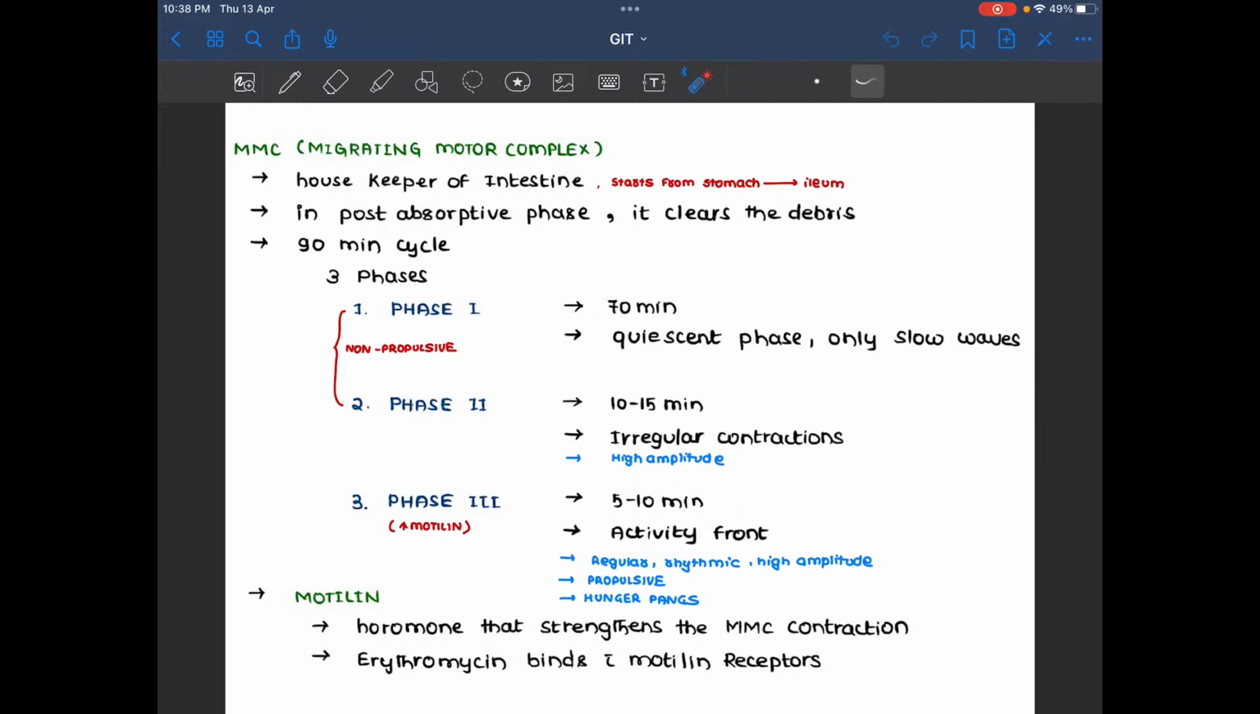तो क्या हो रहा है? They start from the stomach till at the ileum. Okay? And when do they occur? They occur in the post-absorptive phase after you have consumed your meals. So इनके तीन phases होते हैं.